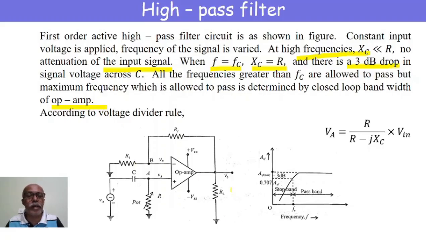So according to the voltage divider rule, we apply it to this circuit. VA, the voltage at this junction, is equal to R divided by R minus jXc into Vin, where Xc is the capacitive reactance, equal to 1 by 2 pi fC. Now rewriting this, and this second diagram represents the frequency response of the high pass filter.